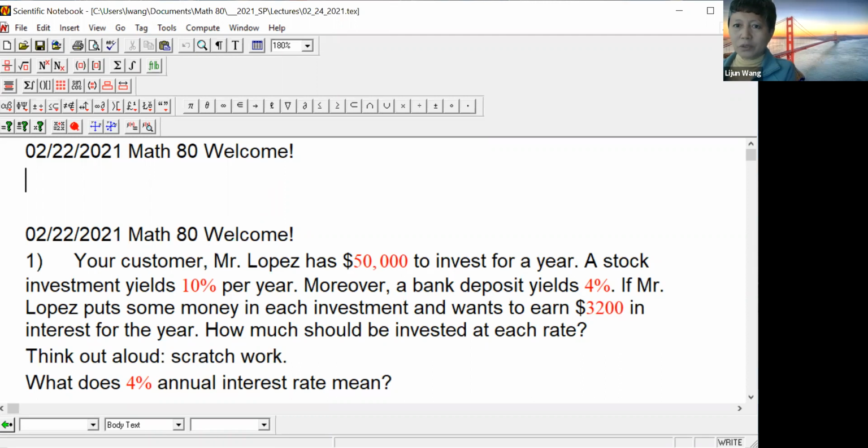How did you do with alpha 2? Six word problems. You will have another quiz this week to do word problems. One, two, three, four, five, six. I trust you guys have done it, right?